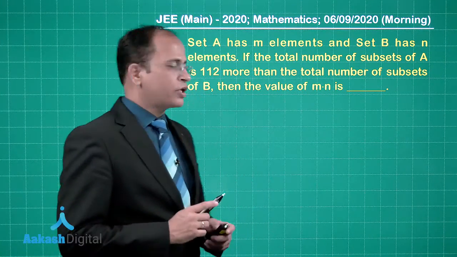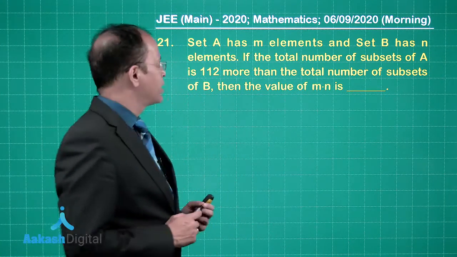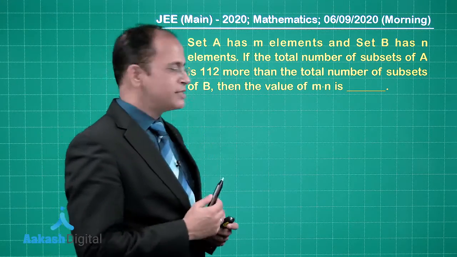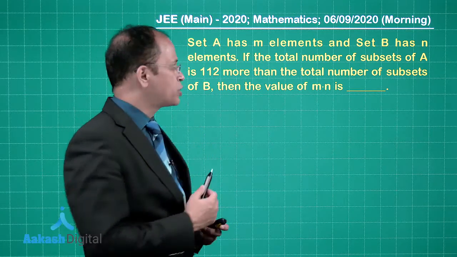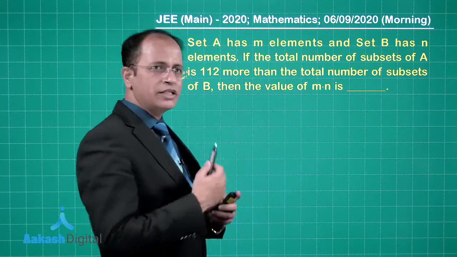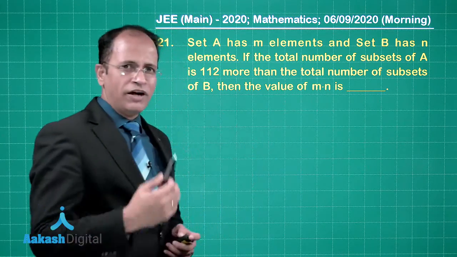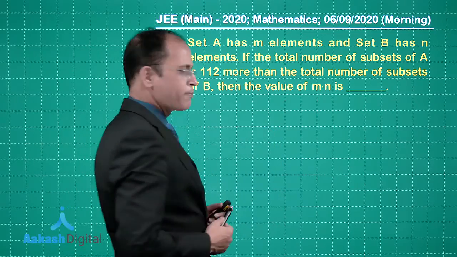Now friends, let's talk about question number 21. It states that set A has m elements and set B has n elements. If the total number of subsets of A is 112 more than the total number of subsets of B, then the value of m into n is 1.